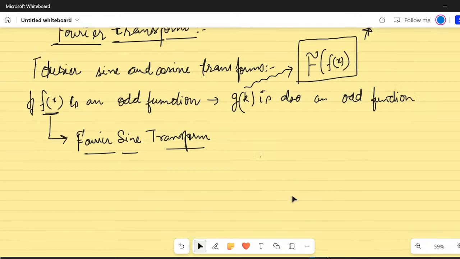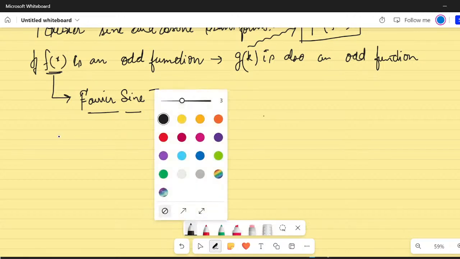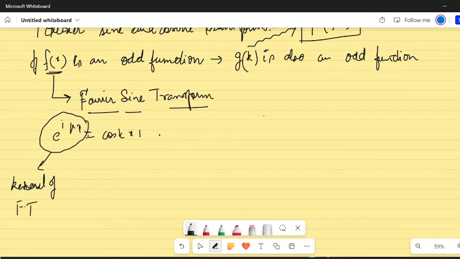Now let us begin with the theory. As you're aware, e to the power iota kx is the kernel of the Fourier transform. This is something that we have already discussed. This e to the power iota kx can be written as cos kx plus iota sin kx. This is Euler's formula, something that you know from your complex analysis. Similarly, e to the power minus iota kx will be cos kx minus iota sin kx. I hope it is clear.